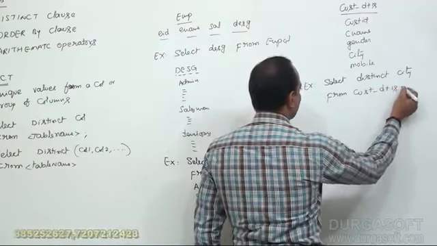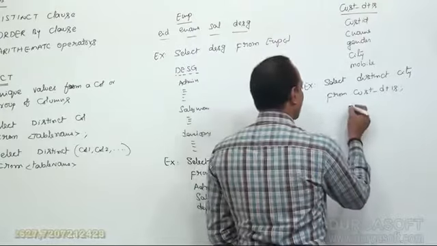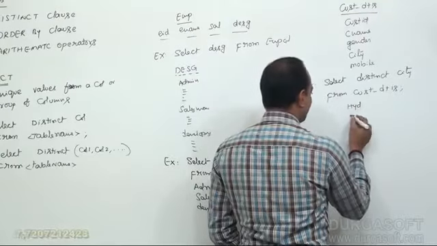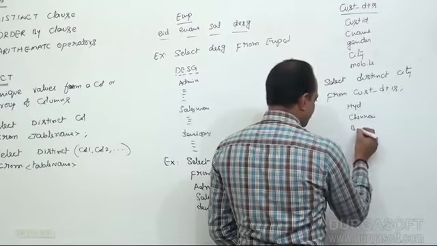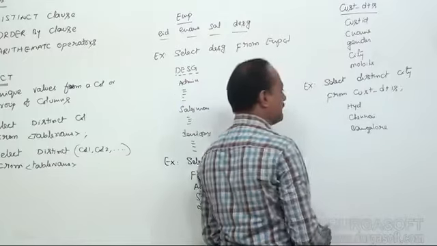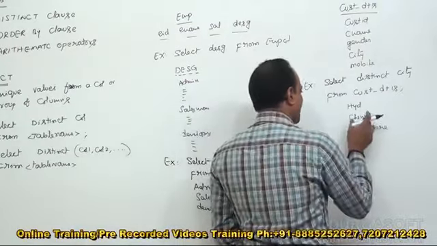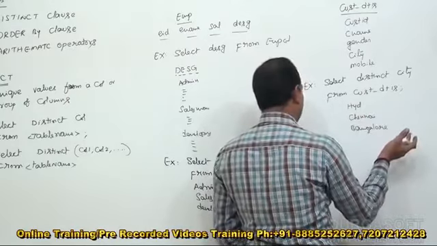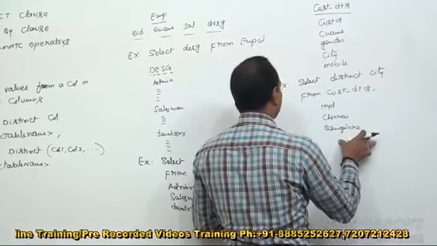Customer details. It will display each city value only one time, like HYD, Chennai, and Bangalore. Okay, each city value is displayed only one time, which means it will not display a city more than once. Okay, that is applying distinct on only one column.